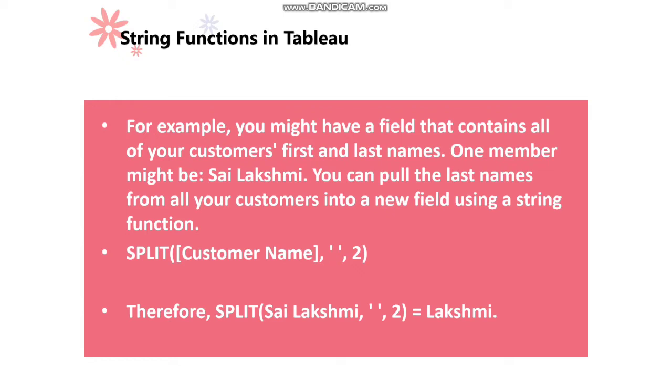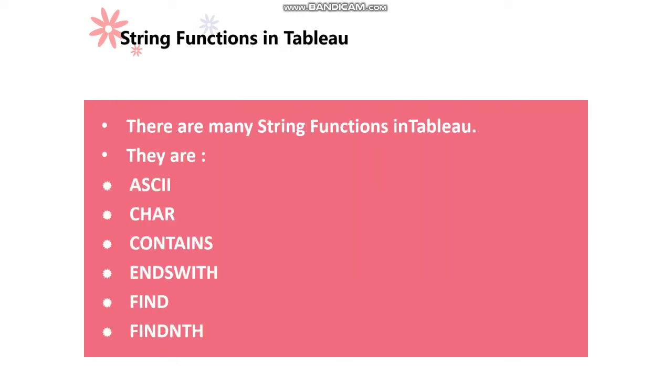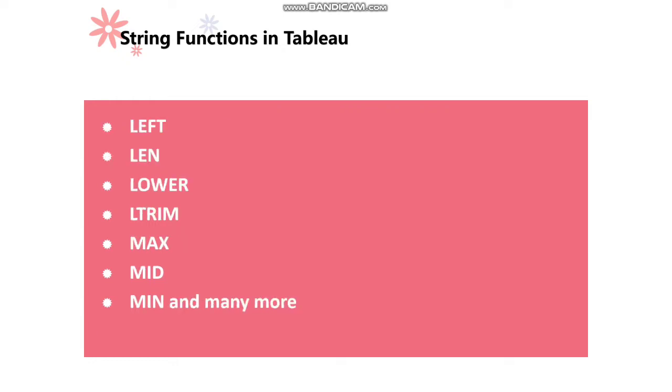Let me open Tableau Desktop and show you where you can find string functions in Tableau and how many of them there are. Before that, let me display the different kinds of string functions in Tableau. There are many string functions in Tableau. They are ASCII, char, contains, ends with, find, find nth, left, length, lower, ltrim, max, mid, min, and many more. Let me open Tableau Desktop and show you the rest of the string functions as well.